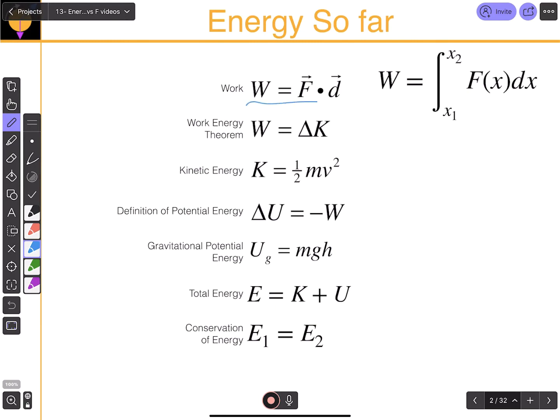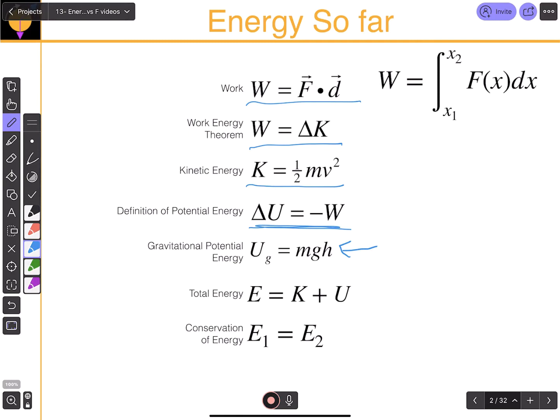We learned the concept of work to define energy. We learned the relationship of work to kinetic energy, and we defined kinetic energy as 1/2 mv squared. We defined changes in potential energy as the negative of the work, and we found one special case of potential energy, mgh, for gravitational potential energy.